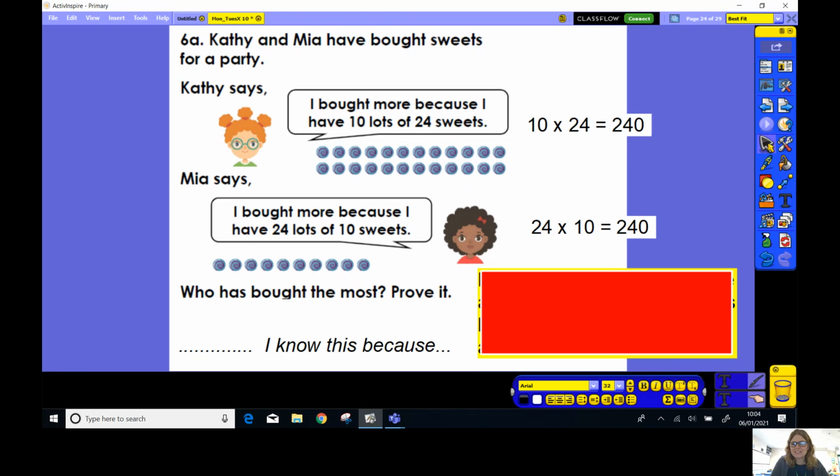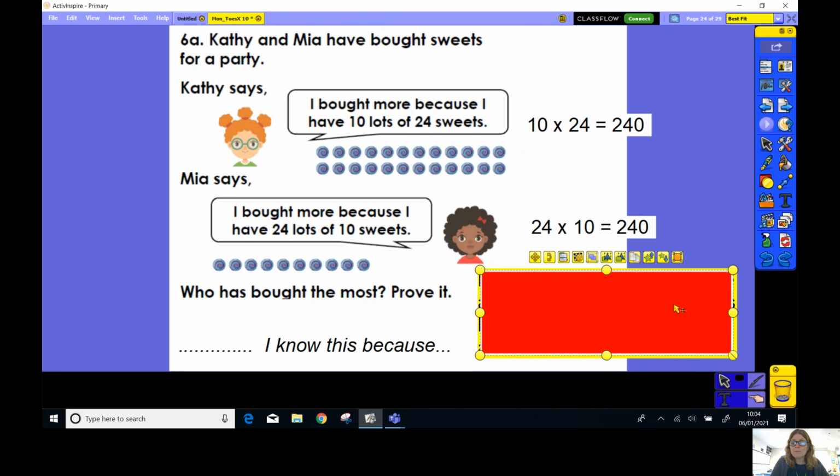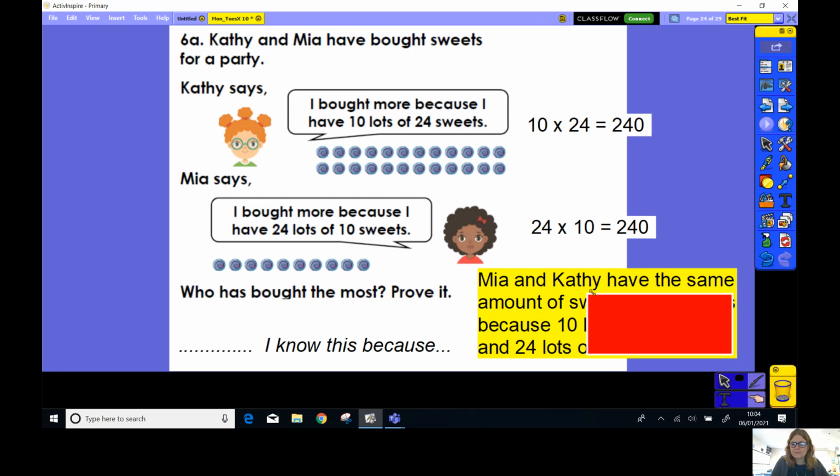Well done. Let's have a go now and look at my answer to see what I said. Mia and Kathy have the same amount of sweets. I know this because 10 lots of 24 is 240 and 24 lots of 10 is 240.